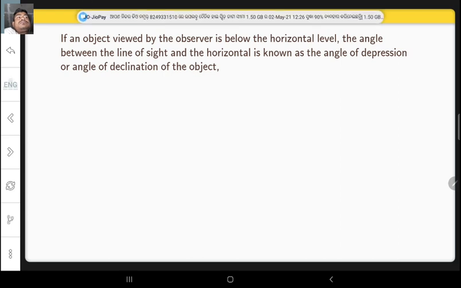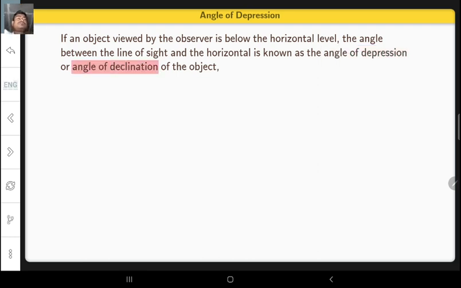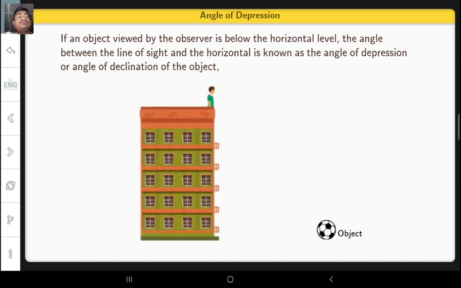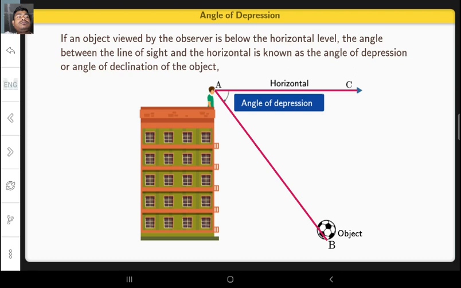If an object viewed by the observer is below the horizontal level, the angle between the line of sight and the horizontal is known as the angle of depression or angle of declination of the object. Let us assume an observer is looking at an object below the horizontal level. In the figure, angle BAC is the angle of depression or angle of declination. AC is the horizontal and AB is the line of sight.